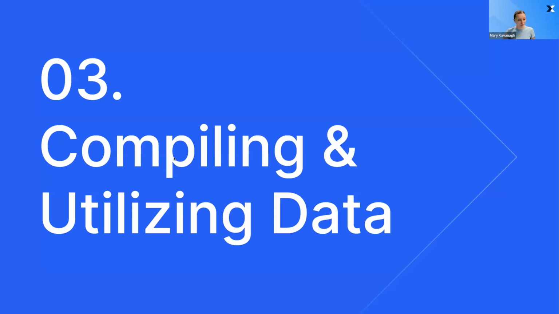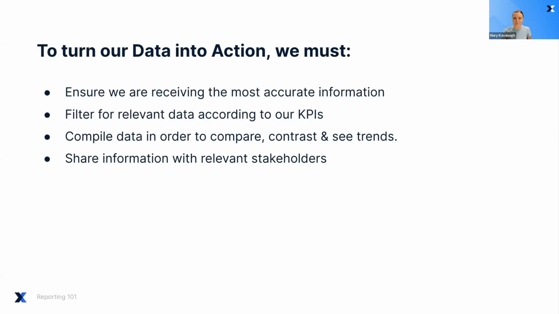All right, a lot of information there. We know which tiles to look at for various goals now. And that's really useful for taking stock of where we're up to. But we really need to compile and to utilize that data, right? It's good to have it, but we need to make sure we can get use of it. That's where we focus on turning data insights into actual real-world actions. So, to turn our data into action, we must ensure we are receiving the most accurate information.